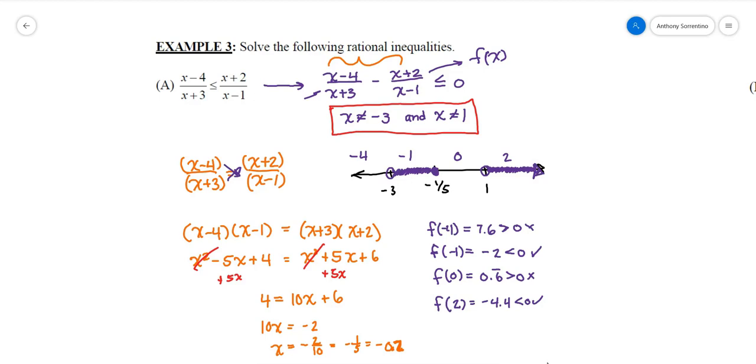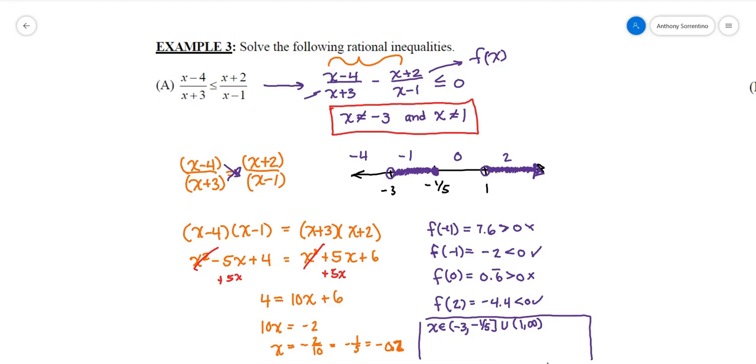And so my solution, and I'll write it in both ways. In interval notation, I would simply say that x is going from negative 3 to negative 1/5 with a bracket on the negative 1/5, because I could actually equal that, or from 1 to infinity.